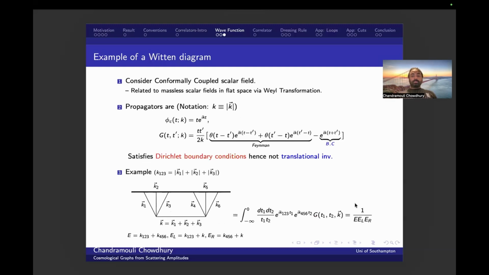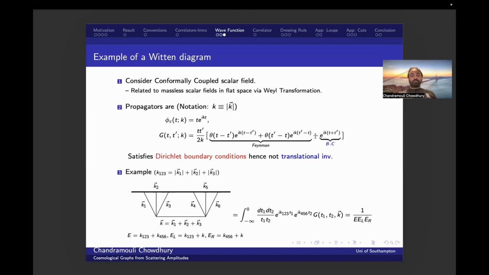Excellent. So just to illustrate how this looks, let us consider a conformally coupled scalar, which is a scalar field with a very specific mass in de Sitter, although many things that I'm saying can also be generalized for massless scalars. The propagators for this conformally coupled scalar look as follows. The bulk-to-boundary propagators are simply plane waves, which look like this. And the bulk-to-bulk propagator is almost the standard Feynman propagator, i.e. the time-ordered propagator, except that it has this additional term that is dictated by the boundary condition that you work with.